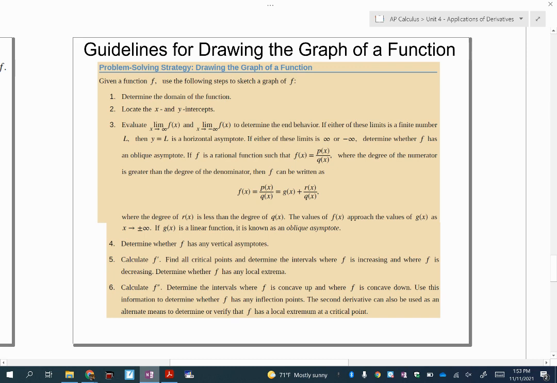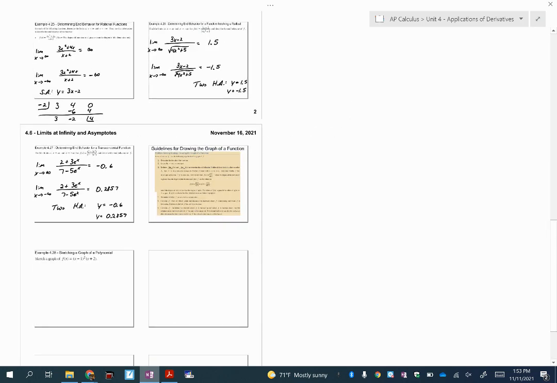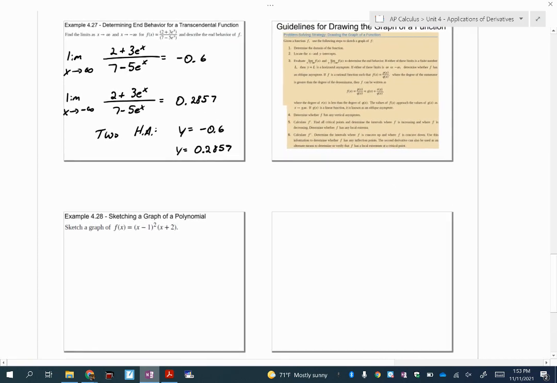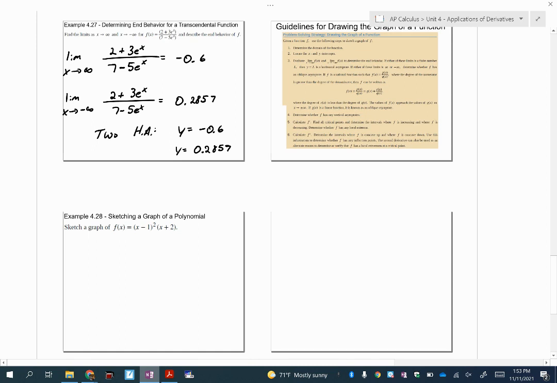But ultimately, because we do have Desmos, we can just graph it, and I can show you how everything we found matches up with our graph. So I'm going to do one of these because it is a long process. I'm going to follow all of these steps. The first step says to determine the domain of the function.